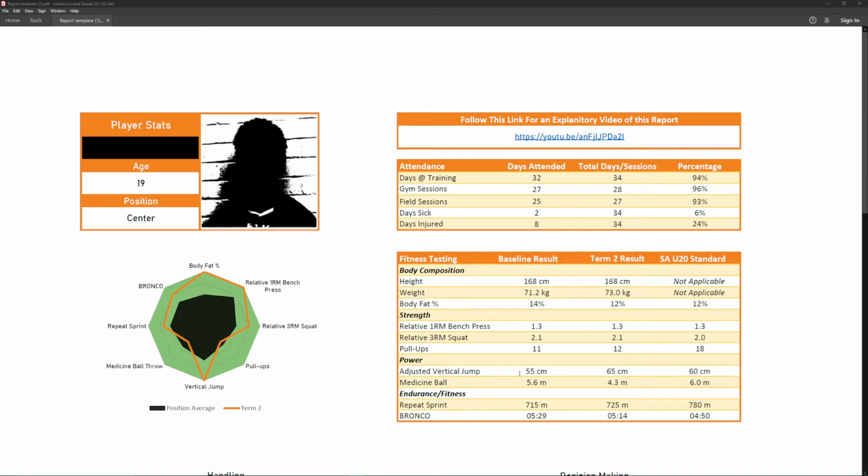Moving down to power, we've got our vertical jump and our medicine ball. Again, for vertical jump, a higher score is better. It's how high you jump. We've got our medicine ball throw. Again, higher is better. It's how far you threw.